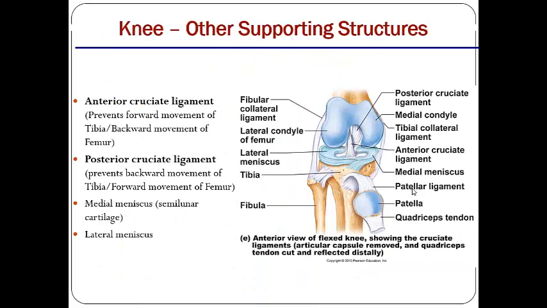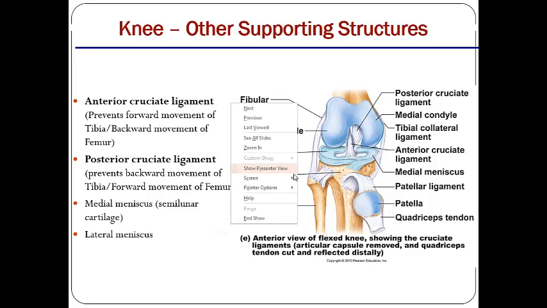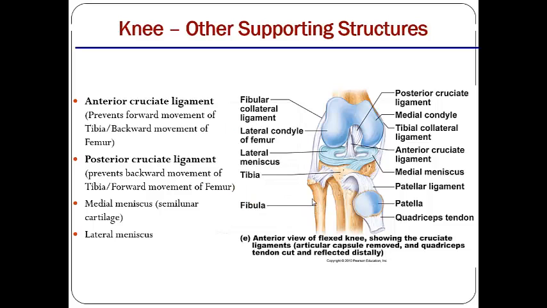This next slide is showing more of the supporting structures, and as I mentioned a couple slides ago, you need to know the function of the anterior cruciate ligament. And since it's attached to the anterior surface, it's going to prevent forward movement of the tibia and backward movement of the femur, but the posterior cruciate ligament is going to do just the opposite. So again, you need to be able to recognize most of these structures that are shown here. Posterior cruciate ligament, which is again intracapsular, anterior cruciate ligament, the menisci, patella, and the quadriceps tendon.